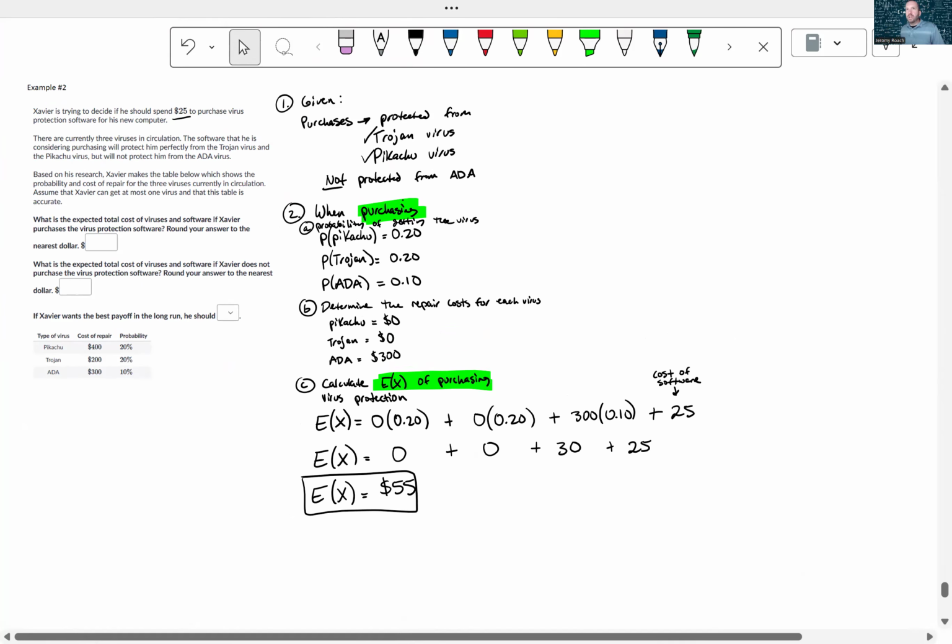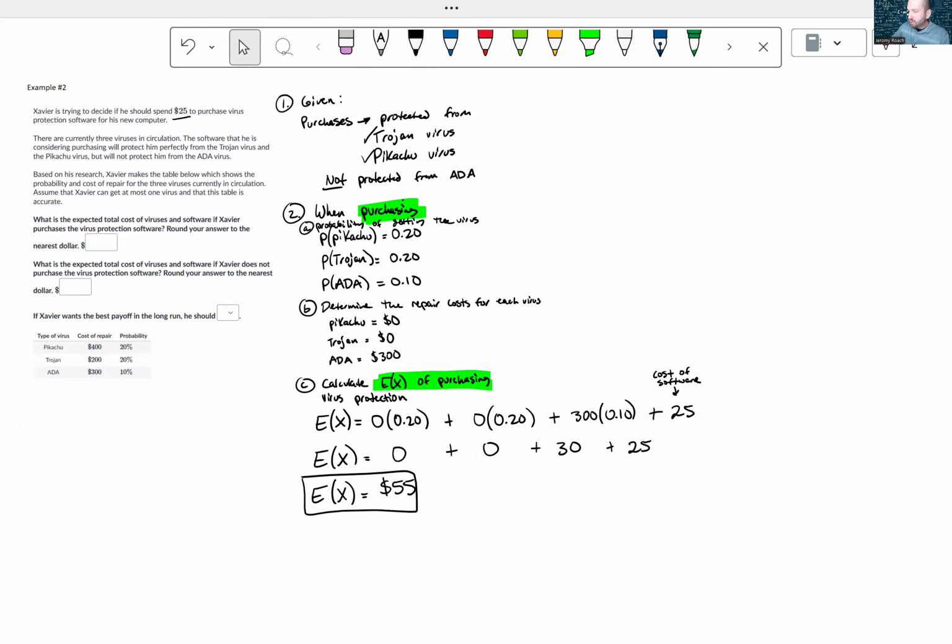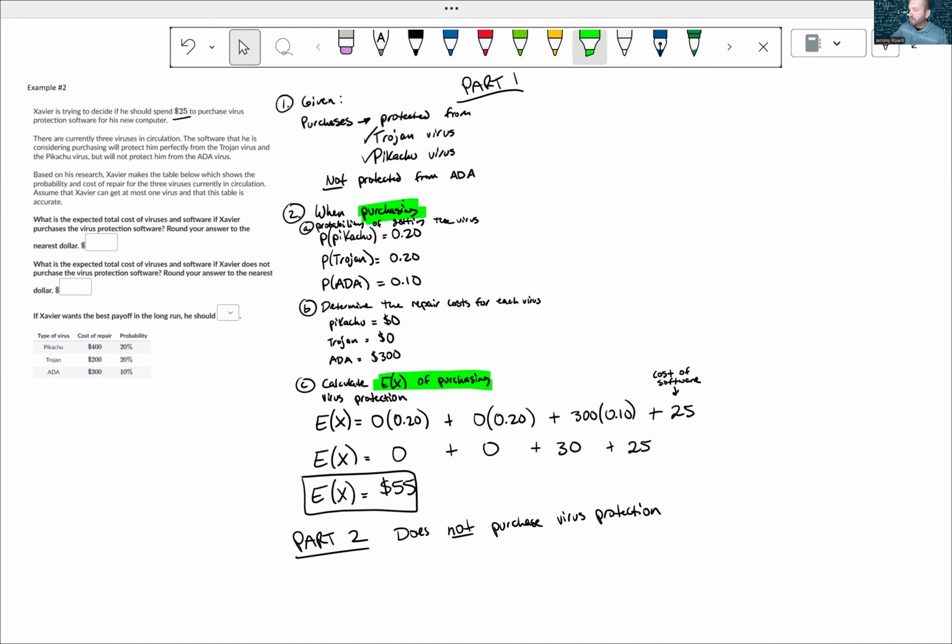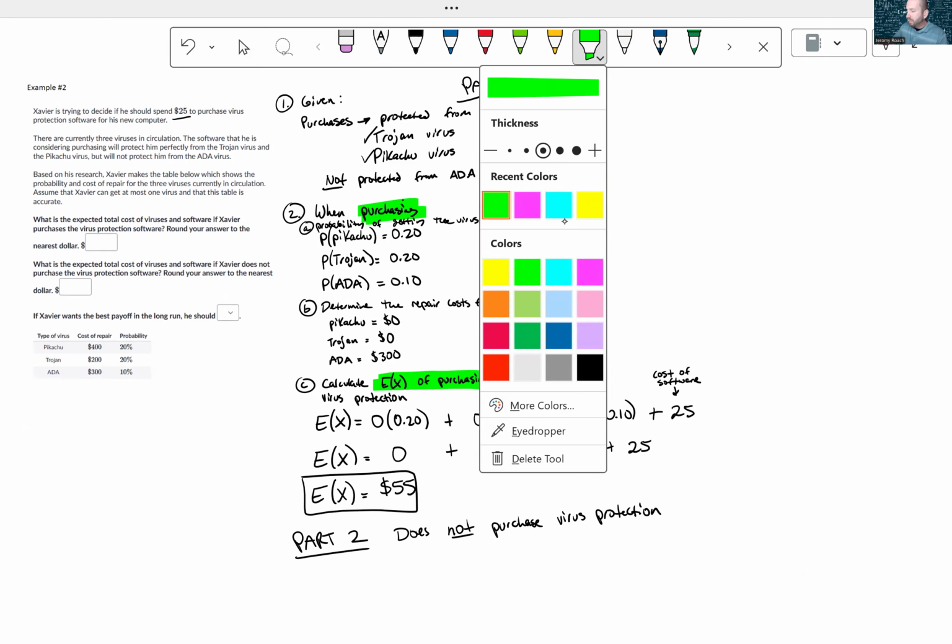Okay, now we're going to figure out the expected value of if he does not purchase the software. So I'm going to write this as part 1. And here's part 2. Does not purchase virus protection. And we'll color code this again for when he does not purchase the virus protection. It's like the computer's taking a moment here. Okay. So it does not purchase virus protection.